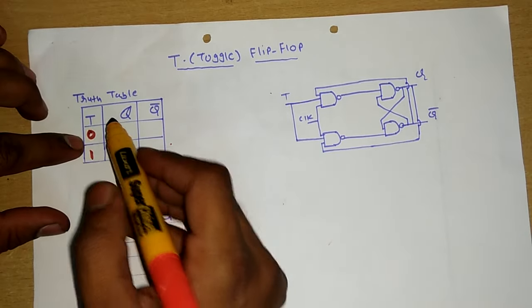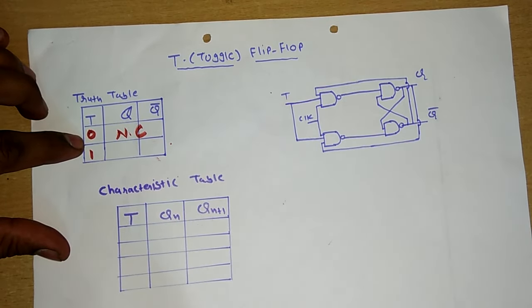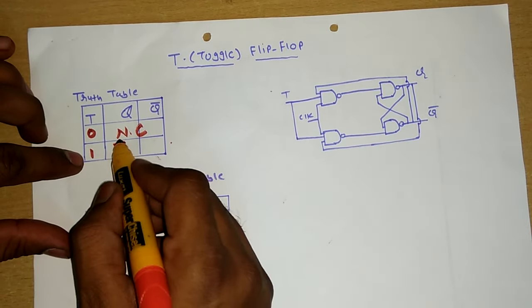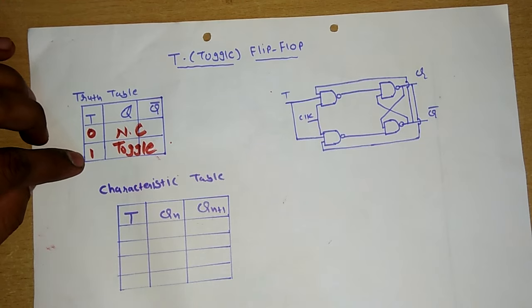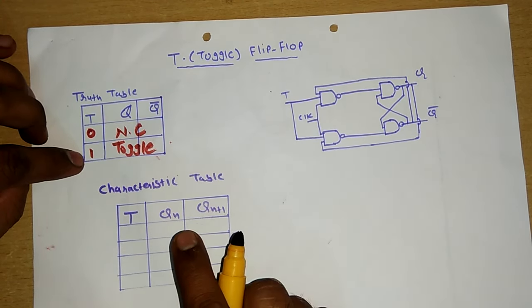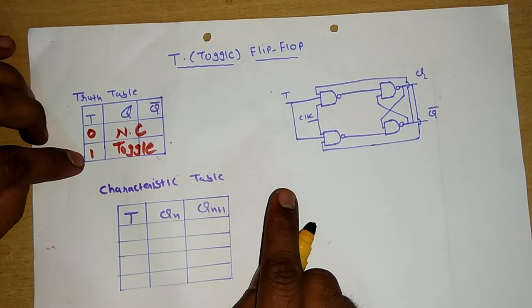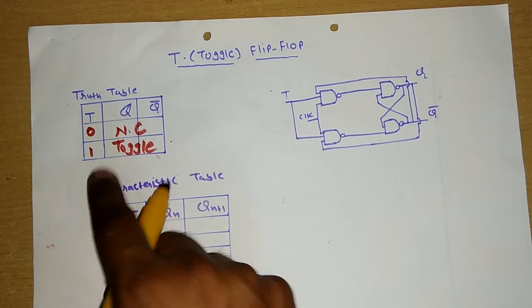The logic is that when T is equal to 0, there is no change in the output of the flip-flop. When T is equal to 1, your output is going to toggle. So if your present output is 0, the next output becomes 1. If your present output is 1, the next output becomes 0. So let us verify this truth table in the circuit diagram.